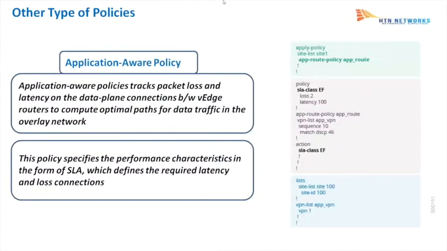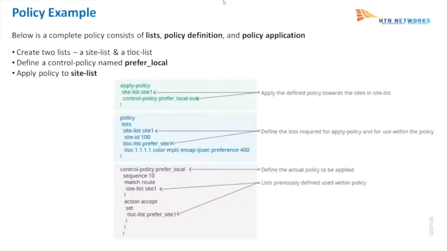And in this particular example, you're trying to explain that if a specific type of traffic should be sent over a specific type of TLOC, which in this case is MPLS. Right. For IPsec preference, 400, what is 400? What is the preference 400 here?